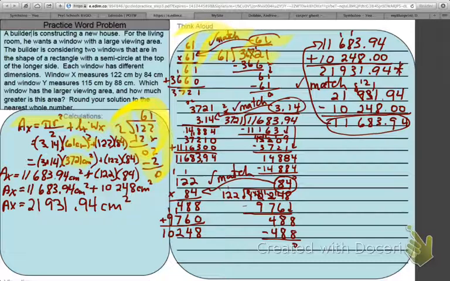Multiplication being, let's see, 3.14 times, or multiplied by 3,721. So I'm actually still trying to find the area of the circular portion, or the semicircular portion. And that should be 11,683.94. And you'll notice here that I've done the multiplication.